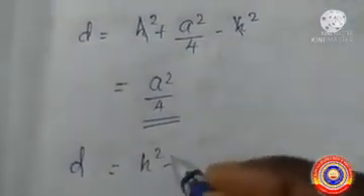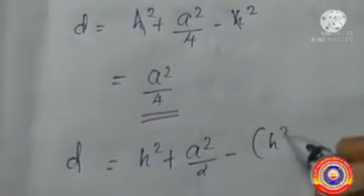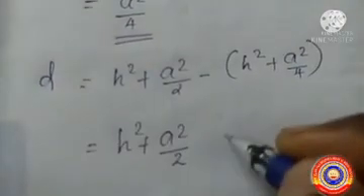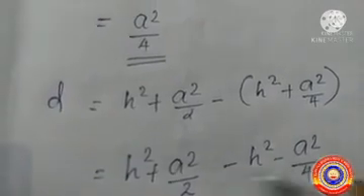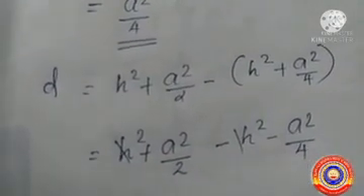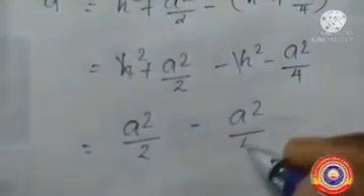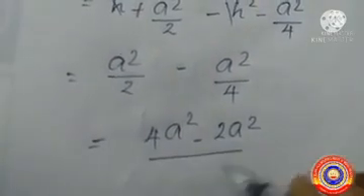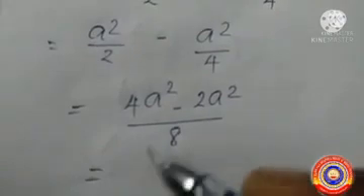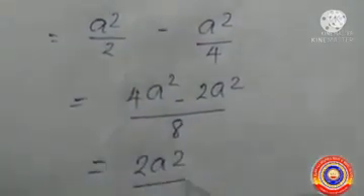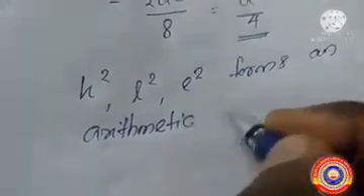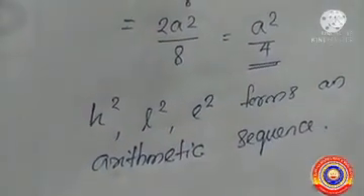Next, common difference D equal to third term minus second term, and it is equal to H square plus A square by 2 minus of H square plus A square by 4. So we can write H square plus A square by 2 minus H square minus A square by 4. H square and H square cancel, then A square by 2 minus A square by 4, cross multiplying, we get 4A square minus 2A square by 8, which is 2A square by 8, which is equal to A square by 4. This shows that the common difference is the same. This shows that H square, L square, E square form an arithmetic sequence.